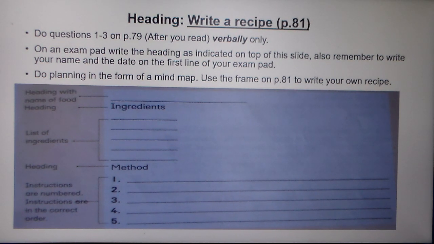Then what I want you to do on an exam pad that we will mark when we are back in class, your heading is "Write a recipe", page 81 in brackets. At the top or the first line of your exam pad, you write your heading, your name and surname, as well as the date on which you do this exercise. And then I would like you to do planning in the form of a mind map. Remember, we've used mind maps before, boys and girls. You'll do your planning according to this exercise that they've given you. And then they've given you a frame on page 81 that you can use to write your own recipe.